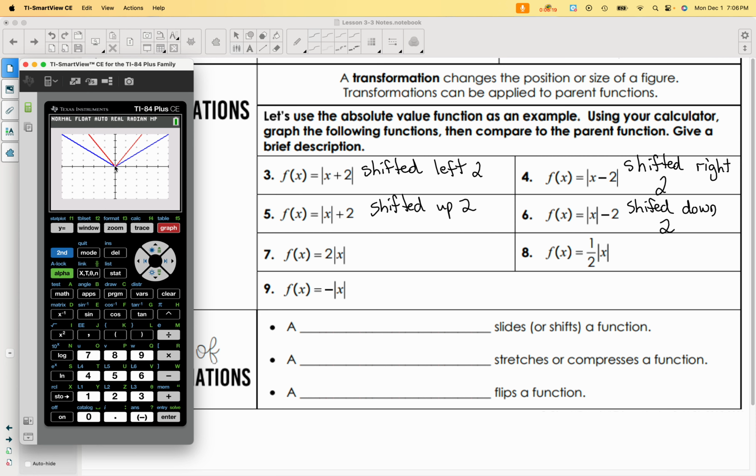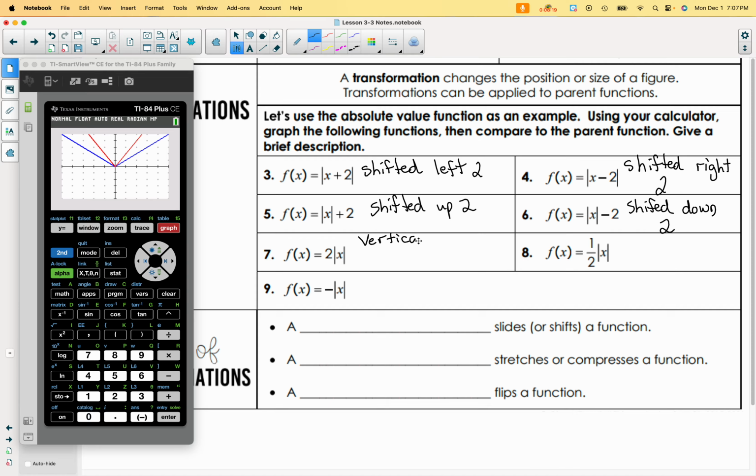Notice the one in red. If I go up 2, I go over 1. And if I go up 2 again, I go over 1. So my ups are doubled. So what that means is this is a vertical stretch by 2.